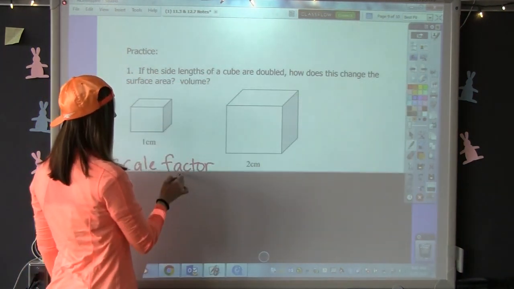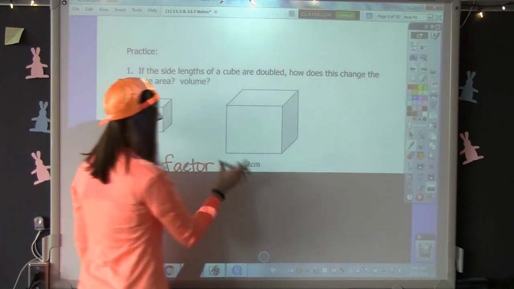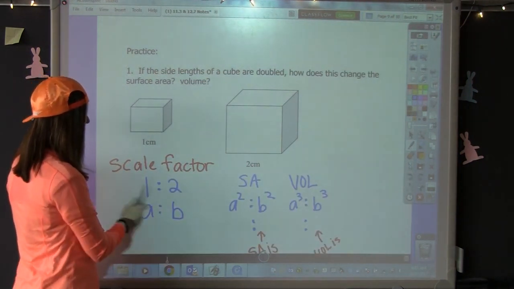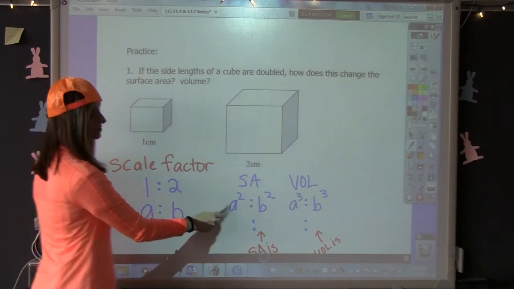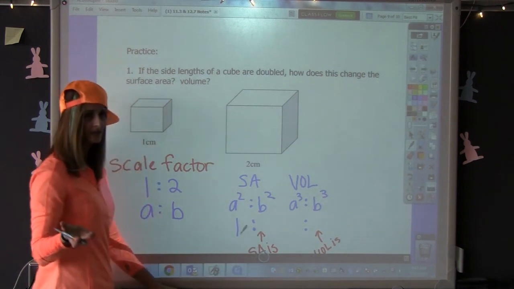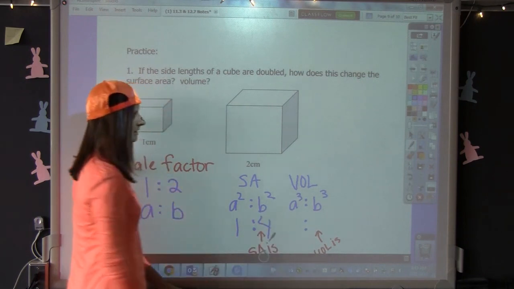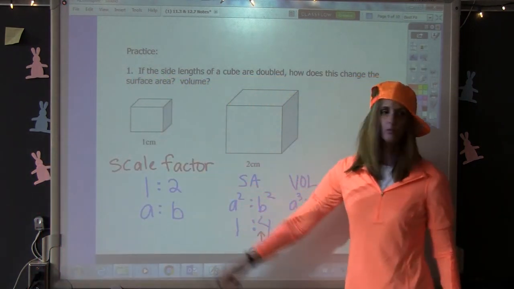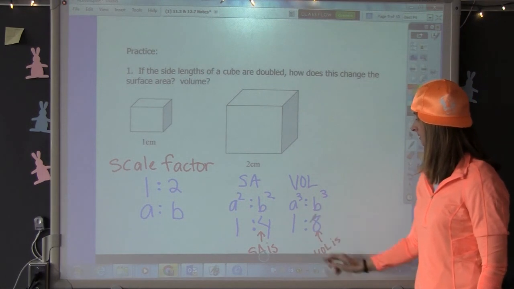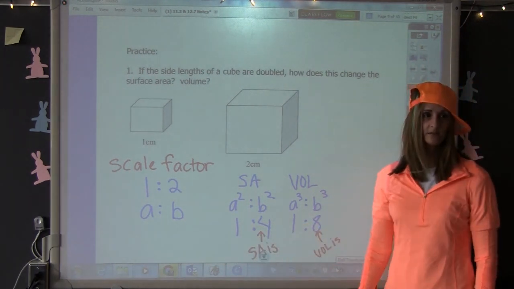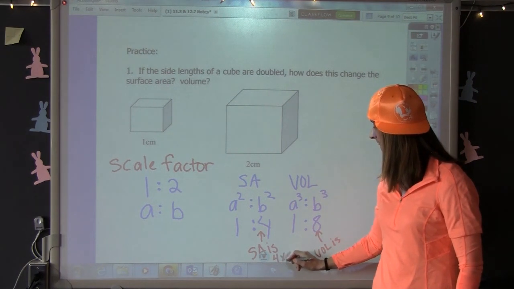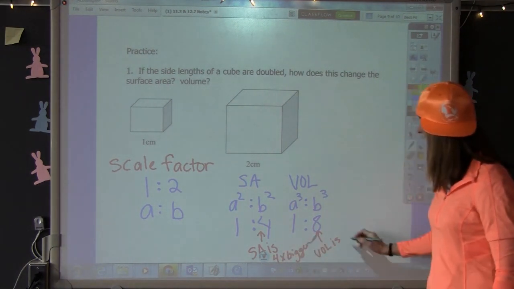So if it's doubled, for every side length here that was 1 centimeter, it'd be 2 centimeters, just to give you a visual of what's happening here. So if you know the scale factor is 1 to 2, that's your A to B. The surface area ratio is A squared to B squared. So 1 squared is just 1, and 2 squared is 4. That's going to be 1 to 4. And the volume ratio will be 1 cubed to 2 cubed. What's 2 cubed? 2 times 2 times 2, which is 8. This is the ratio between the surface areas. So the surface area is 4 times bigger, and the volume is 8 times bigger.